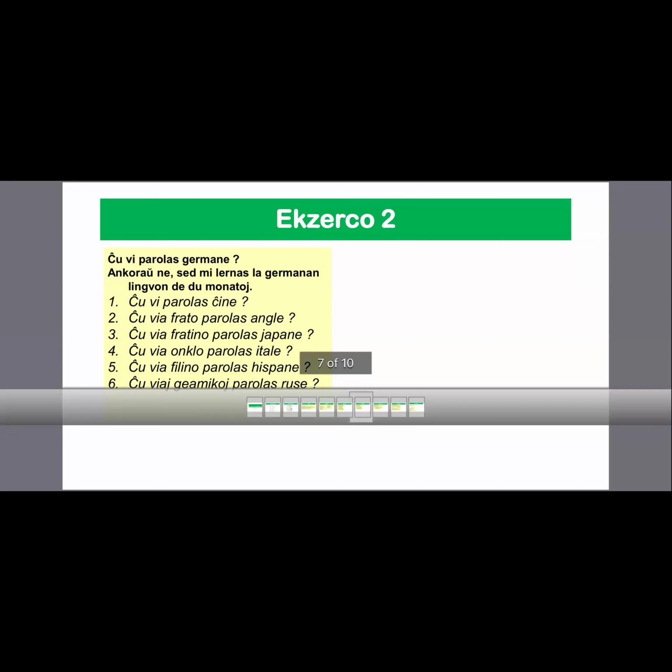Ĉu via filino parolas hispane? Ĉu povas Esperanto? Ĉu via filino parolas hispane? Ankoraŭ ne, sed ŝi lernas la hispanan lingvon de du monatoj.